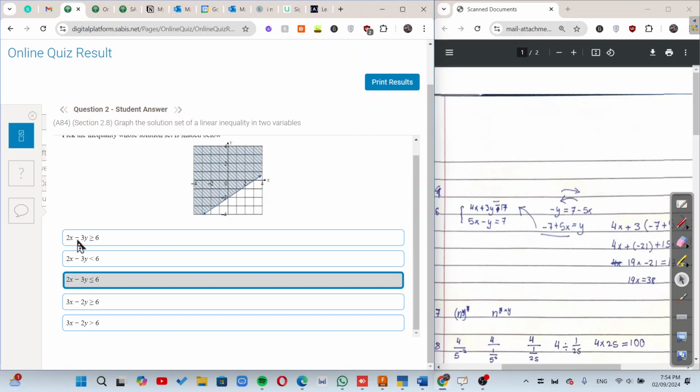So 2 times 0 minus 3 times 0, which is 0, is it greater than or equal to 6? No, it's not. It's definitely not greater than 6. 0 minus 0, is it less than 6? Yes, it is less than 6, but here it's shaded, so it has to be also equal. Here, 0 minus 0, is it less than or equal to 6? Yes, so this is the correct answer. Here, is 0 greater than or equal to 6? No, it's not. Is it greater than 6? No, it is not. So next question.